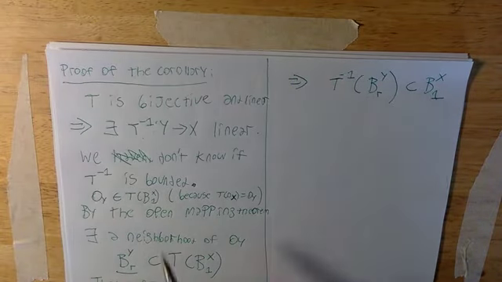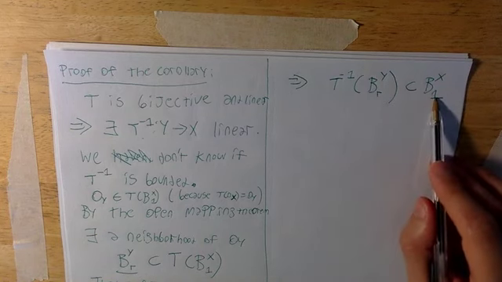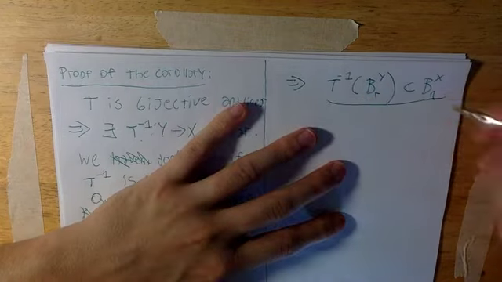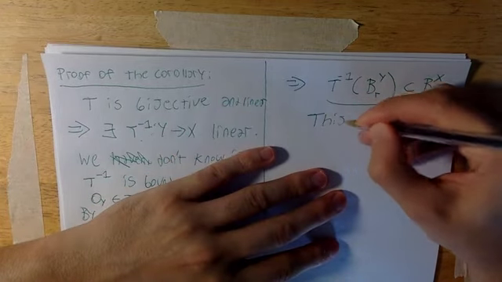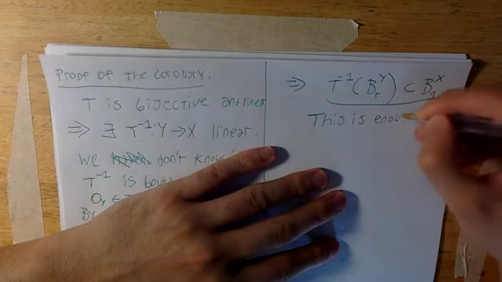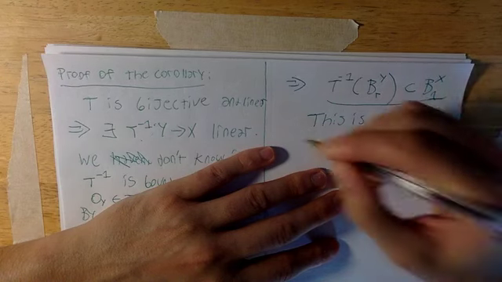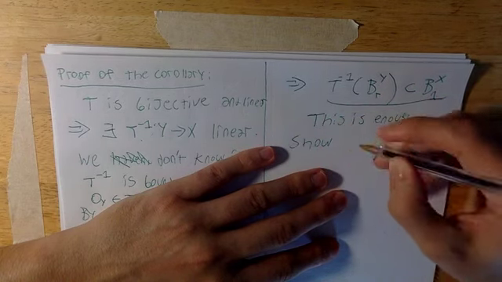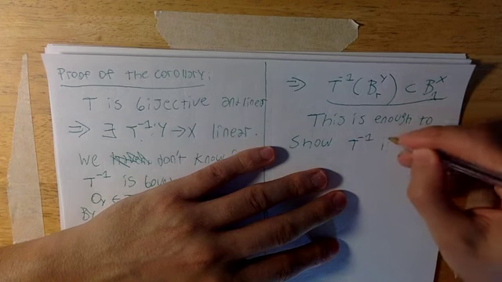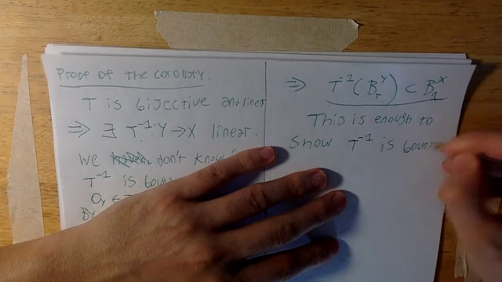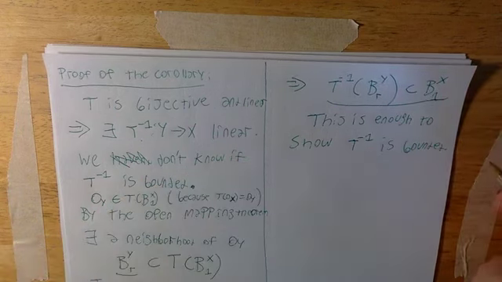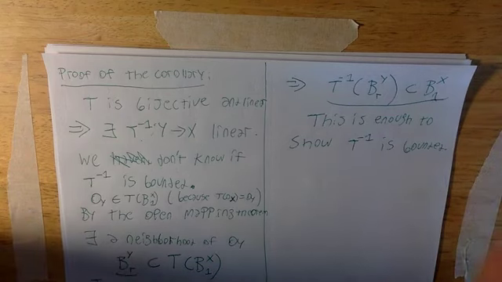Okay, so this is mapping one ball around the origin to a ball around the origin of x. My claim is this is enough to show the inverse is bounded. Okay, and this is just a matter of looking at the definition of bounded and playing a bit with it.